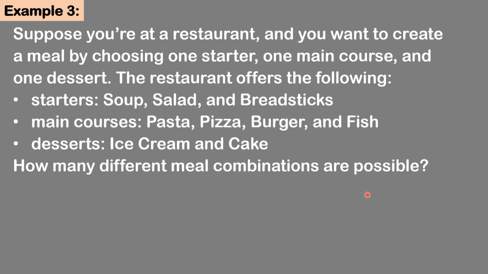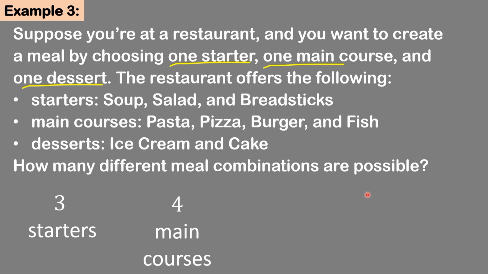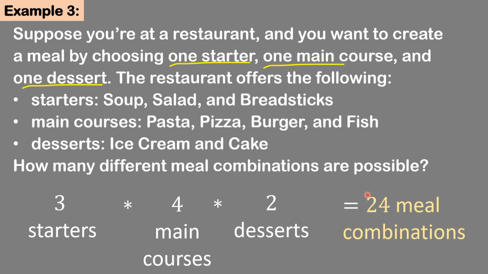So to find the number of different meal combinations, we just need to multiply the number of choices for each course. For the starters, there are 3 choices times, for the main course, 4 choices, times 2 choices for the desserts. Therefore, there are 24 possible meal combinations that the customer can create.